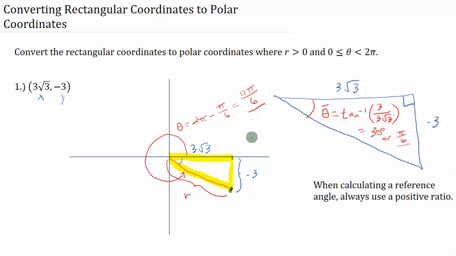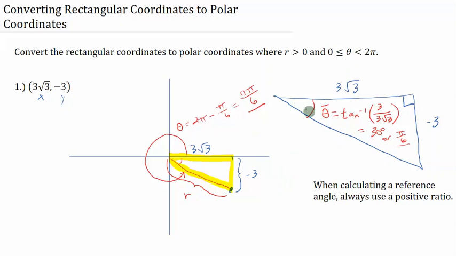So the theta that we'll use in our polar coordinates is 11 pi over 6. And 11 pi over 6 is greater than or equal to 0 and less than 2 pi. It rotates in the positive direction, and it's less than a full rotation. So it satisfies the criteria we have here. So we have our theta.